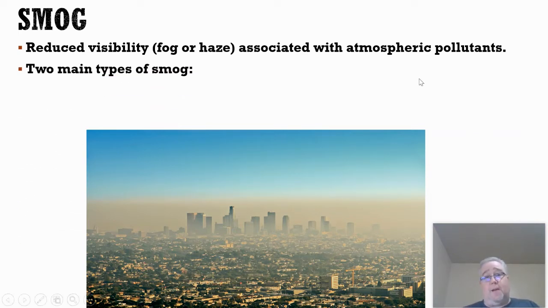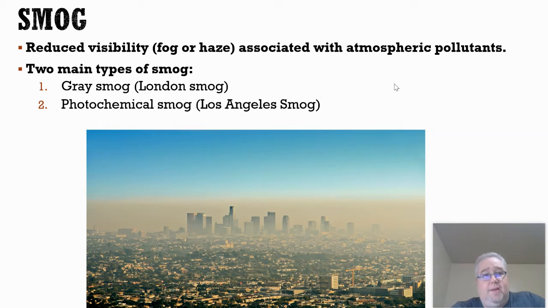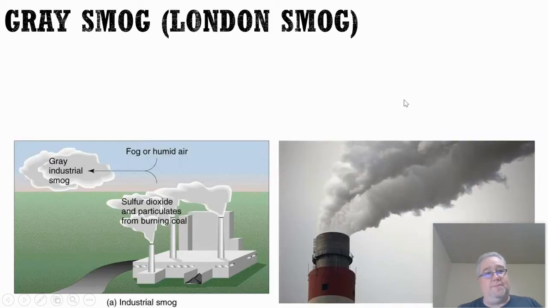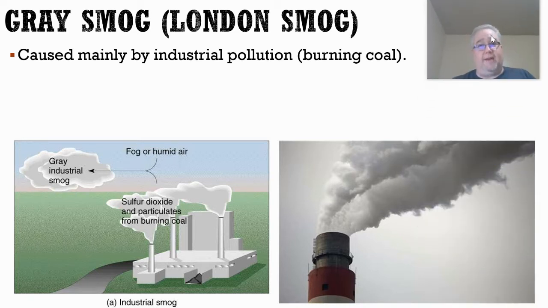Now, there's typically a couple different types of smog. The first one we call gray smog. It's also known as London smog, and I'll explain what that is in a second. But the main topic today is photochemical smog. It's also known as Los Angeles smog. The city of Los Angeles is kind of notorious for having this type of smog, but so are a lot of other big cities. But Los Angeles just gets the bad rap, I suppose.